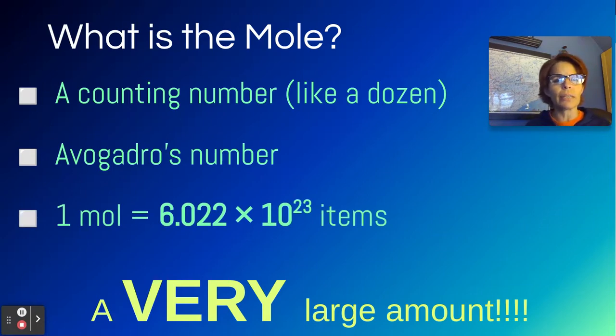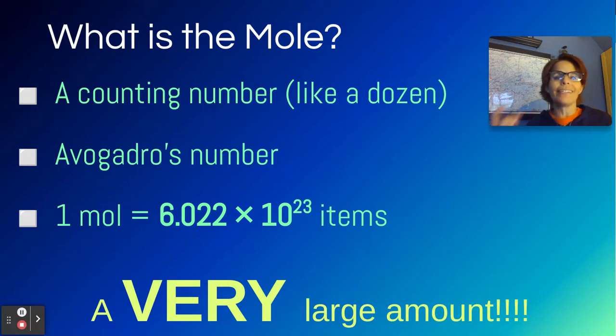And Avogadro's number is 6.022. I usually just say 6.02 times 10 to the 23rd. That is absolutely a number that you need to know. If you don't accidentally memorize it, then you need to write it on your periodic table to make sure that you remember that Avogadro's number is 6.02 times 10 to the 23rd. And that tells us how many items there are in a mole.